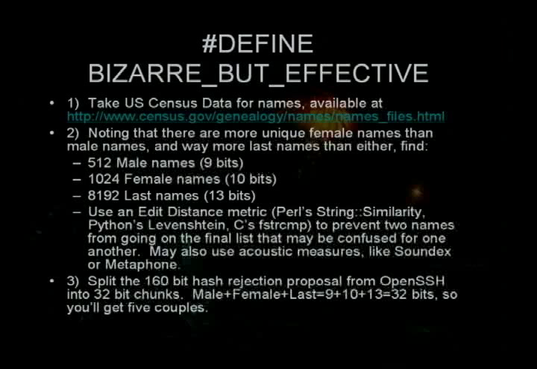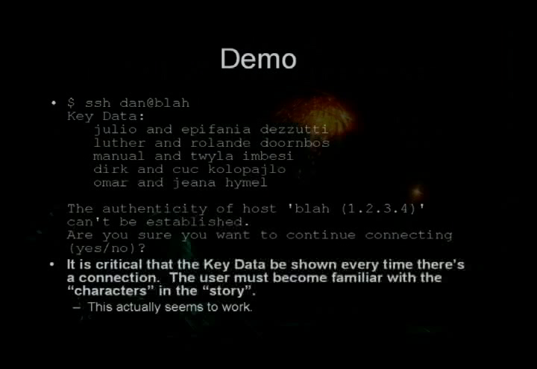I'm telling you details about edit distance because it becomes really useful later. But there are also some other acoustic measurements, like the old Soundex algorithm or Metaphone that the linguistics guys have come up with. But edit distance seems to work really well. Well, now we've got ways of representing 32 bits of information in chunks, and actually married couples. So yeah, you can take 160 bits and split it into 5 married couples, and it kind of looks like that. Instead of a big string of bytes, you get Julio and Epifania Dezudi, Luther and Rolanda Dornbos, Manuel and Twyla and Bessie.